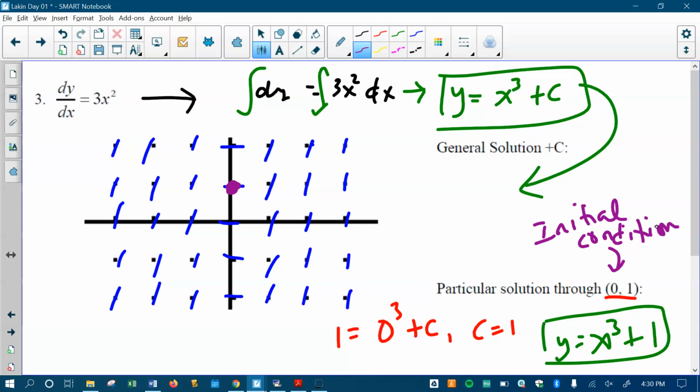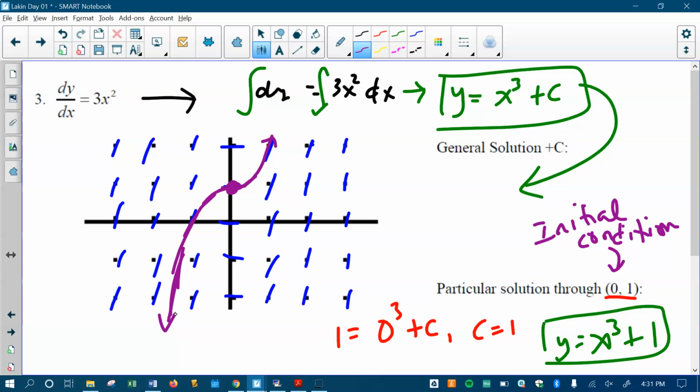Okay, so now let's sketch and see what's going on here. At (0, 1), we have a horizontal tangent, then it looks like it curves up really, really fast. And same here, it curves really fast and goes down really fast. This equation is y equals x cubed plus 1, and that does look like y equals x cubed plus 1.